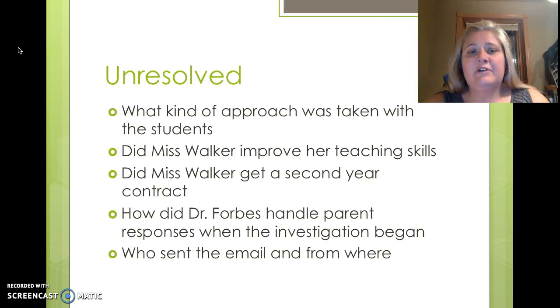The things I felt are unresolved: What kind of approach was taken with the students? Did Miss Walker improve her teaching skills? Did Miss Walker get a second year contract? How did Dr. Forbes handle parent responses when the investigation began? Because the parents are so involved. They're from a community that reacts to their students, and demands good grades and a good teacher to teach them. And also, who sent the email and from where?